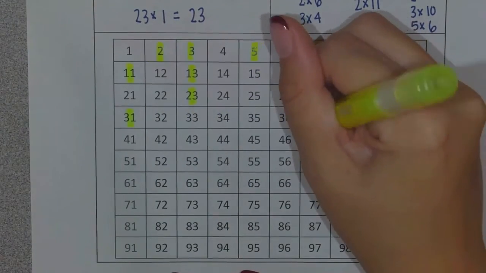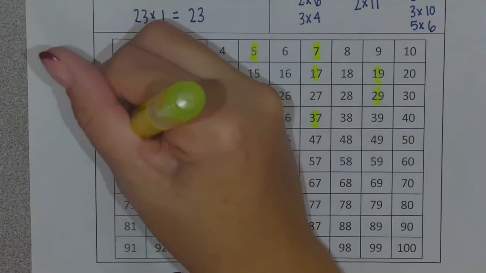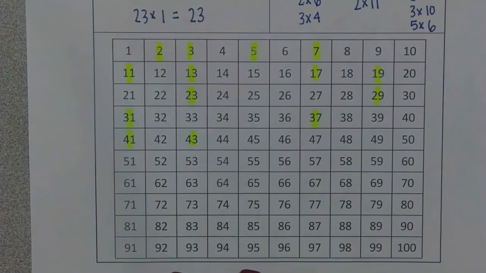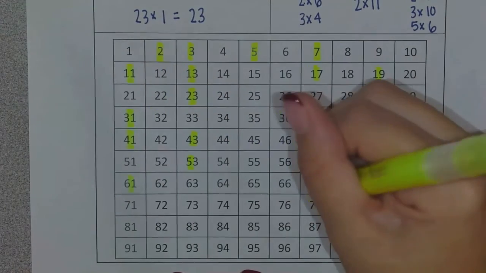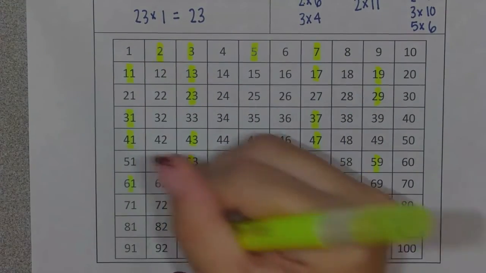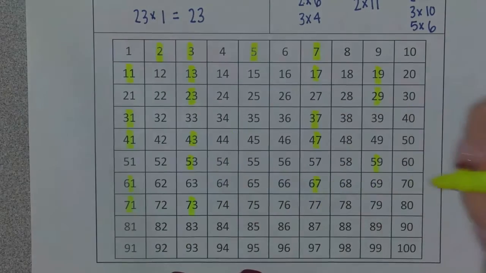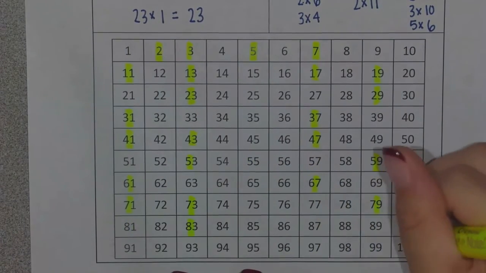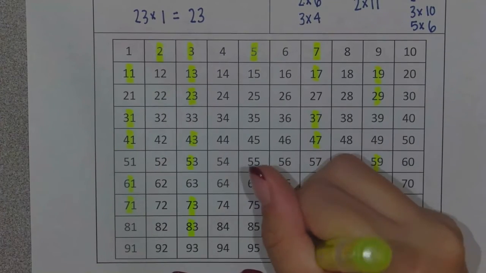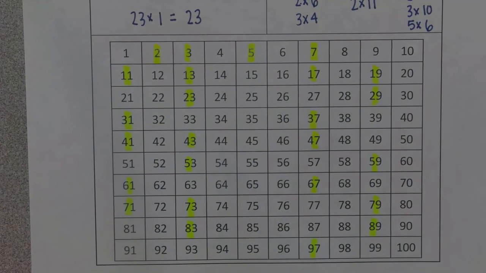31, 37, 41, 43, 47, 53, 59, 61, 67, 71, 73, 79, 83, 89, and 97. Those are all of our prime numbers.